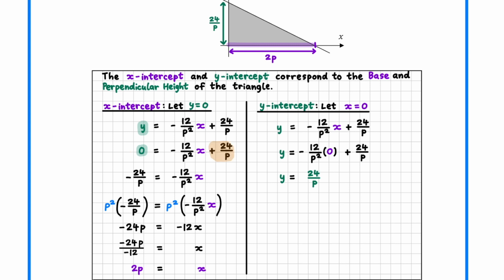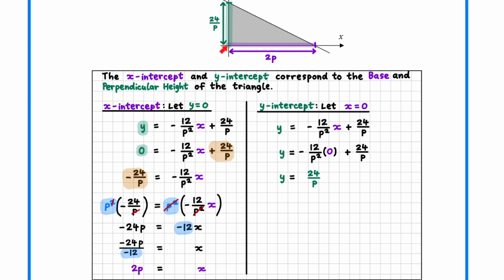To do this, we subtract 24 over p from both sides, multiply both sides by p squared, simplify, and divide both sides by minus 12. This tells us that x, the length of our base, is 2p.